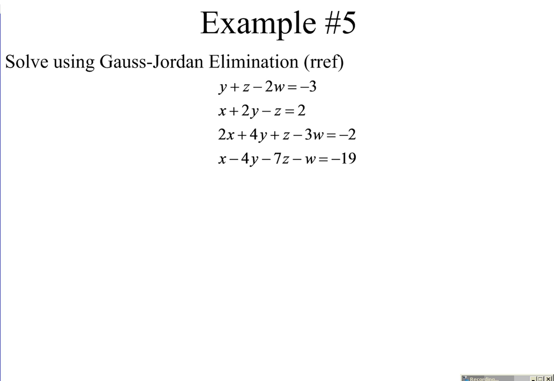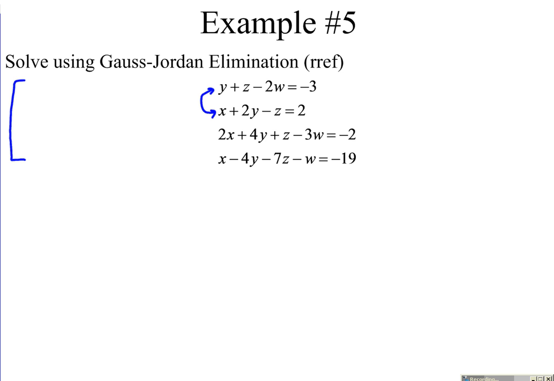Get a 1 in row 1, column 1, get zeros in the rest of the column. 1 in row 2, column 2, zeros in the rest of the column, and it's the same pattern over and over and over again. So the first thing I'm going to do here is write our augmented matrix. As I do that, remember we know we want a 1 in row 1, column 1. So that means we want x to be a 1.